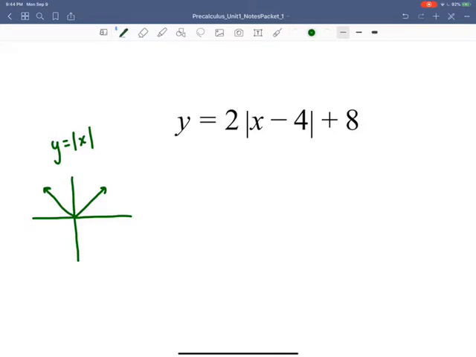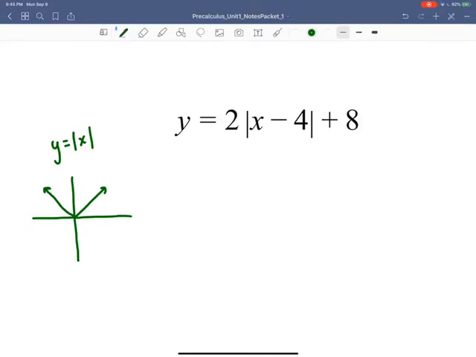So the function that we have is a transformation of y equals the absolute value of x. X minus 4 is a horizontal shift 4 to the right. Then 2 multiplied by the absolute value of x minus 4 gives us a vertical stretch by a factor of 2. And then at the end, plus 8 vertically shifts the graph up by 8.